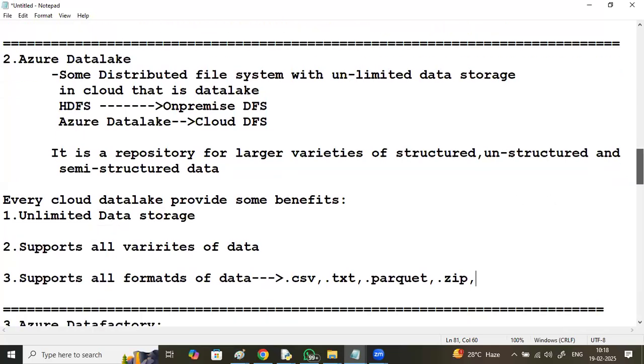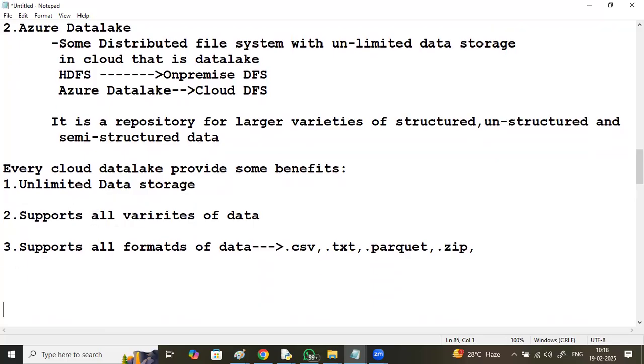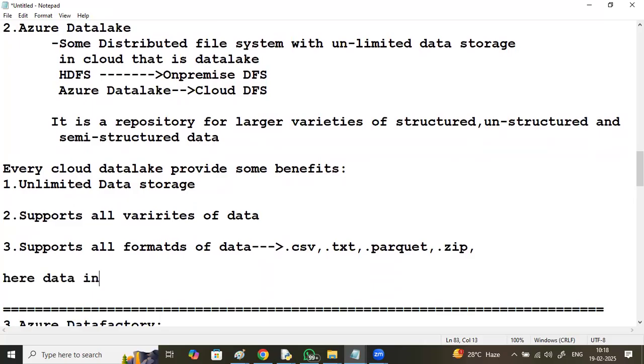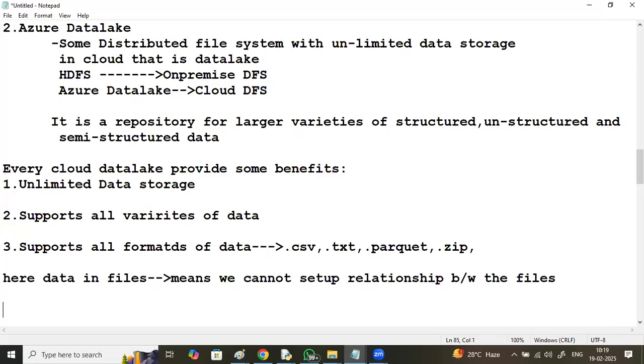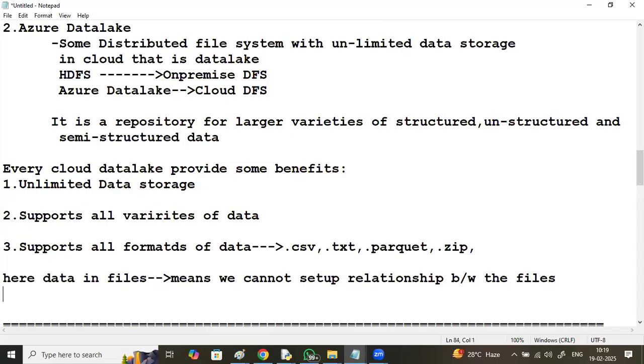But here in the data lake, data is in files. Understand? Data in files. If it is in files, we cannot set up relationships between the files. If data is in the tables, we can set up relationships using primary key and foreign key. Understand here? If data is in the files, we cannot set up any kind of relationship. But if data is in the tables, we can set up relationships.